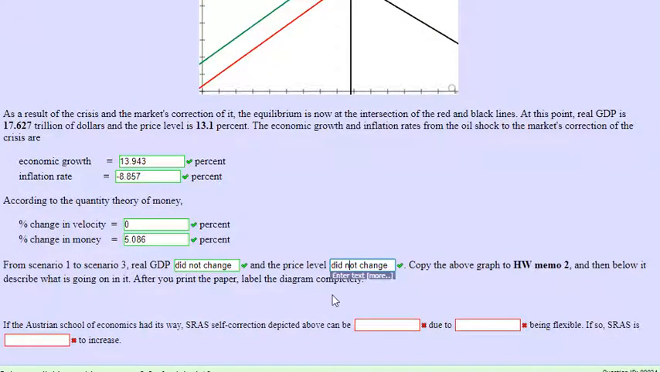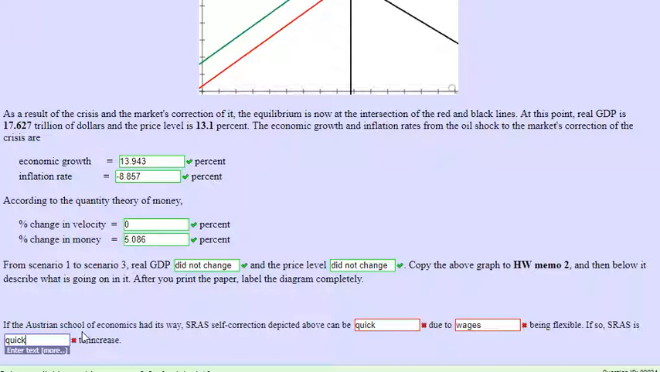We got three more answers to answer here. If the Austrian School of Economics had its way, Schrodinger's supply self-correction depicted above can be blank due to blank being flexible. We'll call that wages, right? So let's try this again. If the Austrian School of Economics had its way, Schrodinger's supply self-correction depicted above can be quick or fast due to wages being flexible. If so, Schrodinger's supply's self-adjustment from green to red is going to be quick or fast.